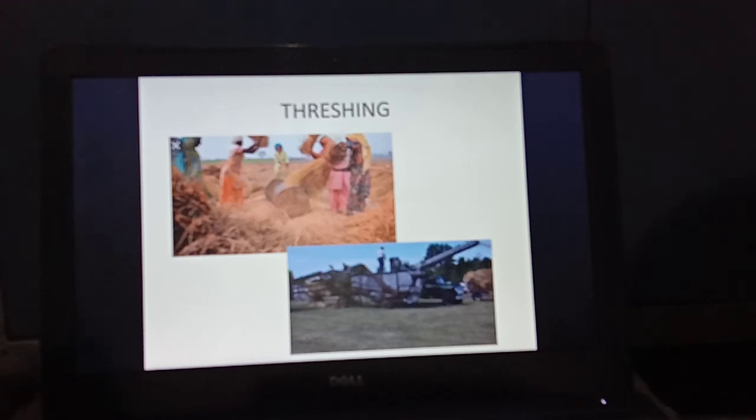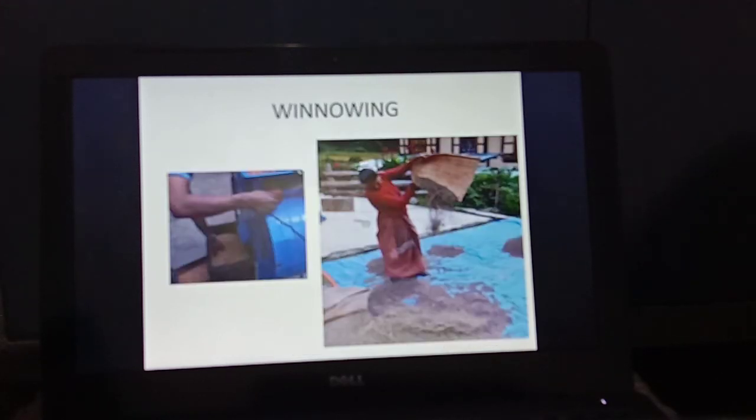Next is the winnowing process. The grains collected after threshing have some chaff which needs to be separated. This is achieved by winnowing. It is the process where grains are dropped from a height. The heavier grains fall directly to the ground while the lighter chaff blows away and collects at a distance.